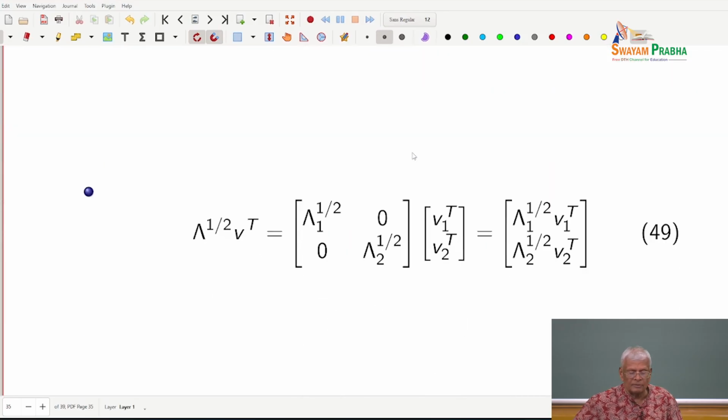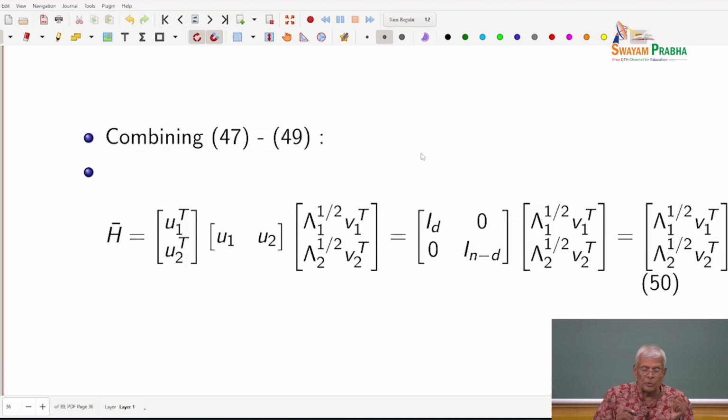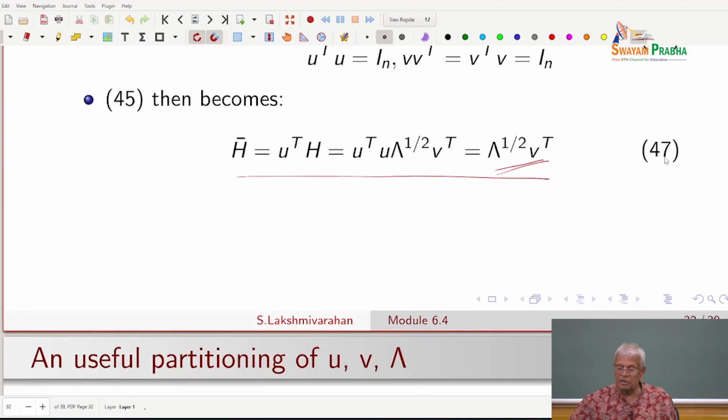Partitioning on the right hand side, again partitioning the right hand side is coming like this. So combining everything, the basic partition, H bar is given by this partition, this partition, this partition, which is equal to lambda 1 to the power half V1 transpose, lambda 2 to the power half V2 transpose. So the original data H bar is given by 47. H bar is simply transformed H.